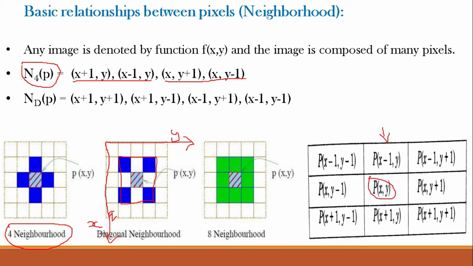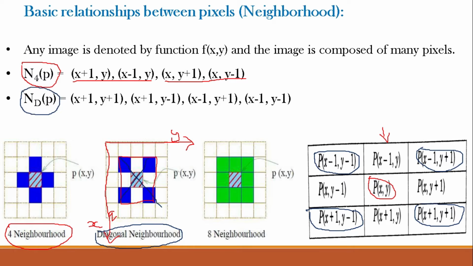Next is the diagonal neighborhood. So diagonal neighborhood means the diagonal neighbors of the pixel. So what are the diagonal neighbors? These are diagonal neighbors. This one and this one are the diagonal neighbors of P of x comma y. So we can represent the diagonal neighborhood as ND of P.